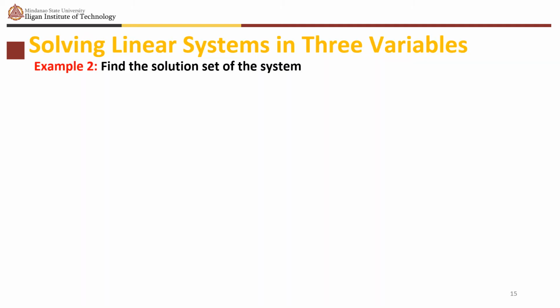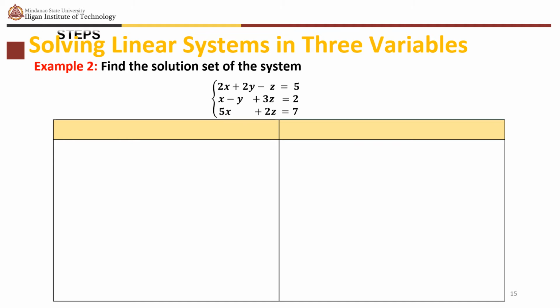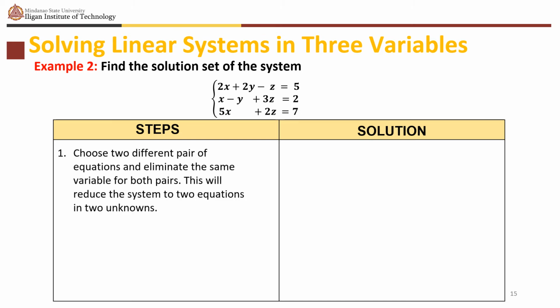So we have another example, that is, find the solution set of the system 2x plus 2y minus z is equal to 5, x minus y plus 3z is equal to 2, 5x plus 2z is equal to 7. And we have the following steps and solution. First one here is to choose two different pair of equations and eliminate the same variable for both pairs. And this will reduce the system to two equations in two unknowns.